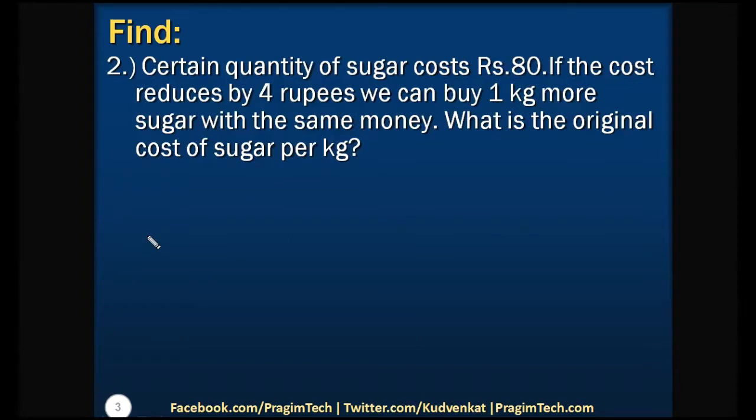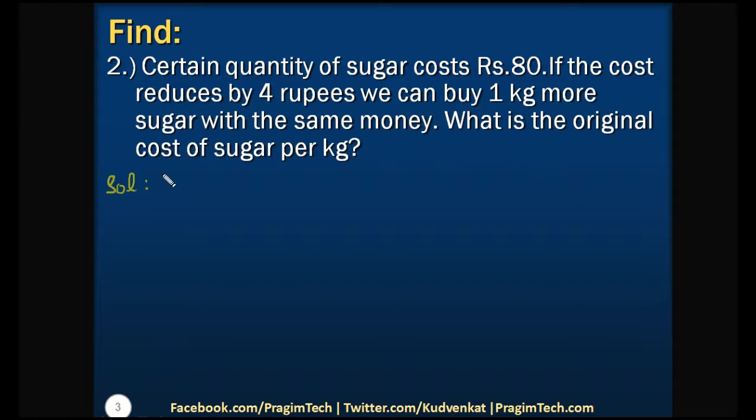Let's look into question number 2. This is based on the price of a quantity, which is completely different from the previous question which we have discussed. So it's given that a certain quantity of sugar costs rupees 80. We don't know the quantity, but its cost is 80 rupees. If the cost reduces by 4 rupees, we can buy 1 kg more sugar with the same money. What is the original cost of sugar per kg?